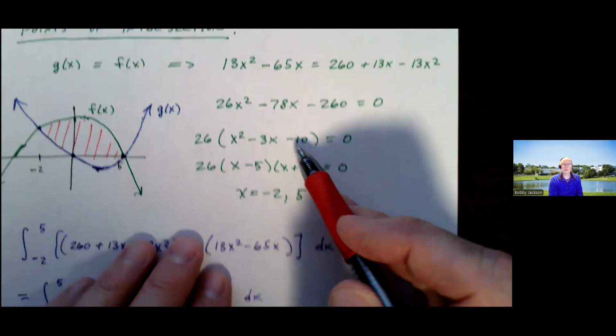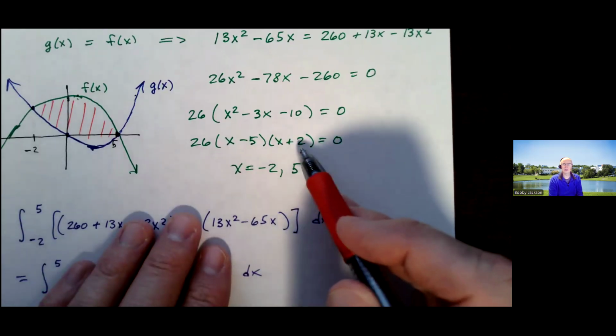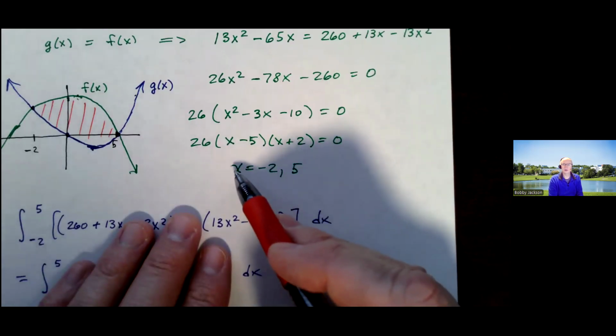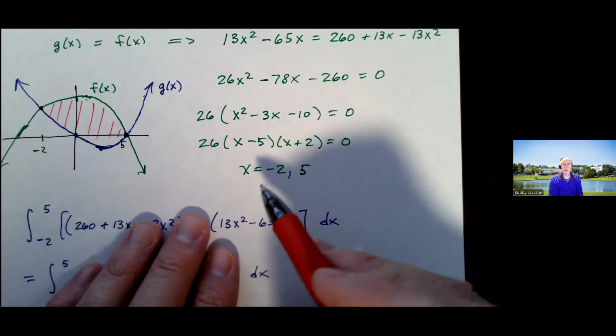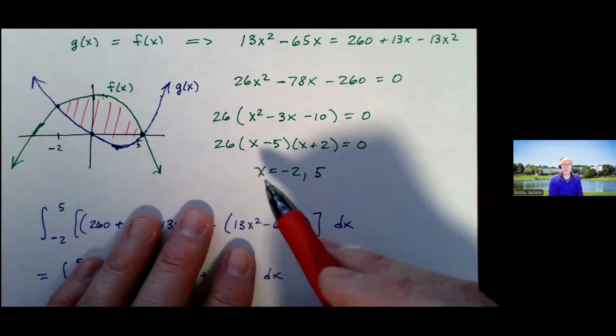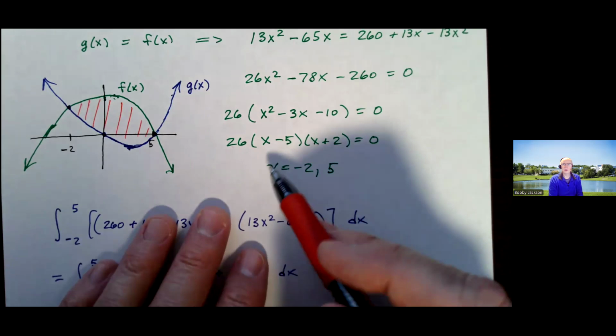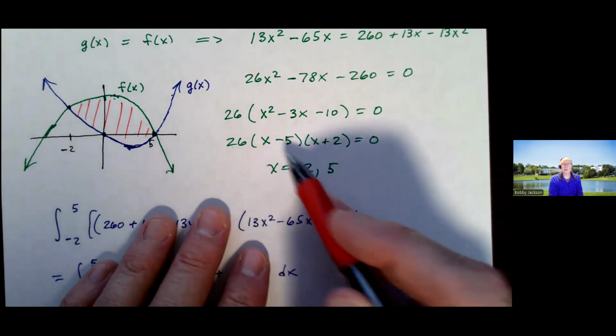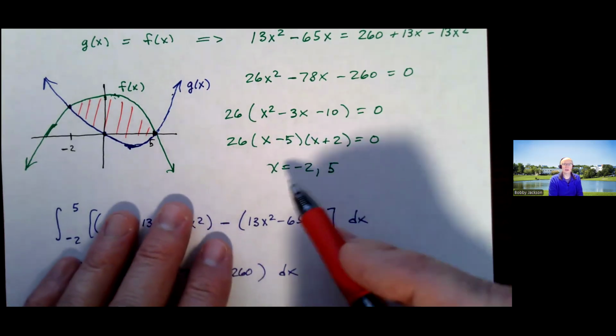And then that easily factors, right, is x minus 5 times x plus 2. And so no quadratic formula needed. So factoring, if you can do it, is much better. So notice that x is either -2 or 5, and those are the x coordinates.